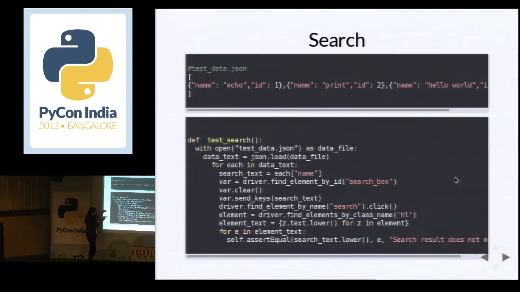Now I loop through it again and I perform an assert equal method which is provided by the unit test module, which does an assertion: what I searched for and what I extracted using the Selenium WebDriver API, does it match or not? If it does not match, I get an error and the test case fails, saying that the search result does not match.